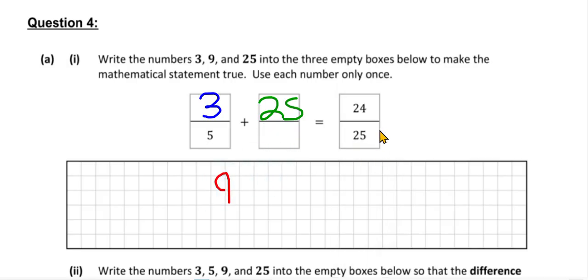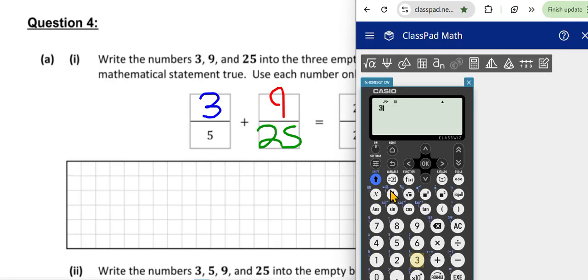See the 25 on the bottom? I think I should probably have a 25 on the bottom here. Might make sense, wouldn't it? Put the 9 up here. Let's try that one. 3 over, see the way I'm just doing it by trial and error? What's the answer? 24 over 25. Agreed?